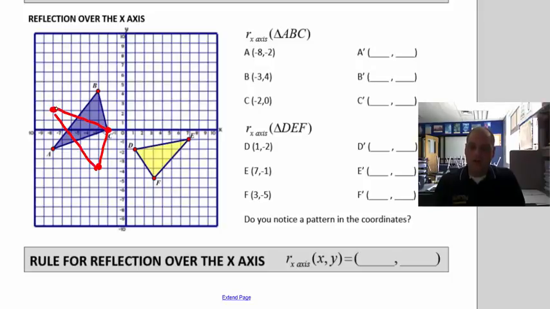There we go. See how it's flipped over? All right, this is B prime, and this is A prime. So A prime is now (-8, 2), just from the graph. B prime is now (-3, -4).